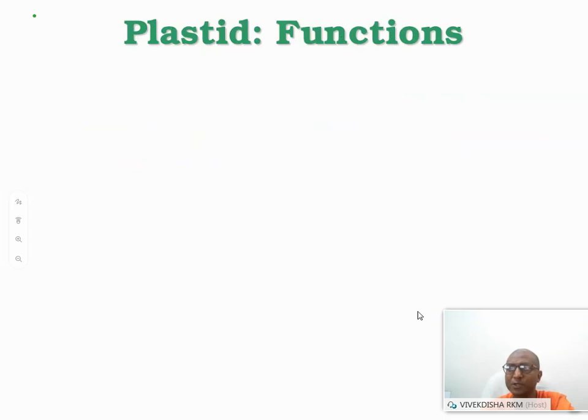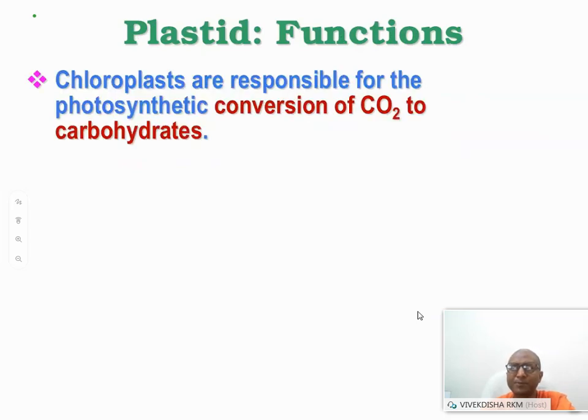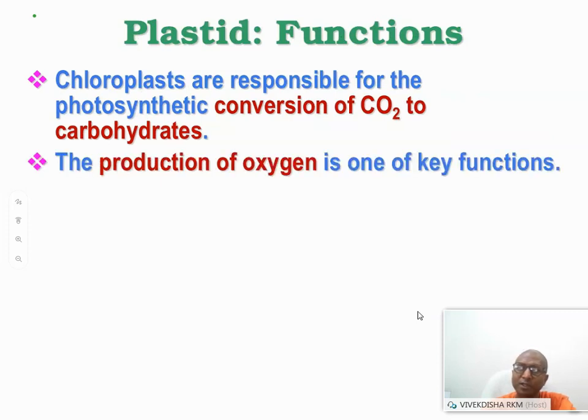Now, plastid functions. As we have discussed, chloroplasts are responsible for photosynthesis, the conversion of CO2 to carbohydrates. On this occasion, hydrogen is required, and hydrogen is supplied from the splitting of water. As we mentioned early on, in the light phase, water gets split into hydrogen and oxygen. So hydrogen is supplied to the carbon dioxide to produce carbohydrate. Then production of oxygen, a very key function.